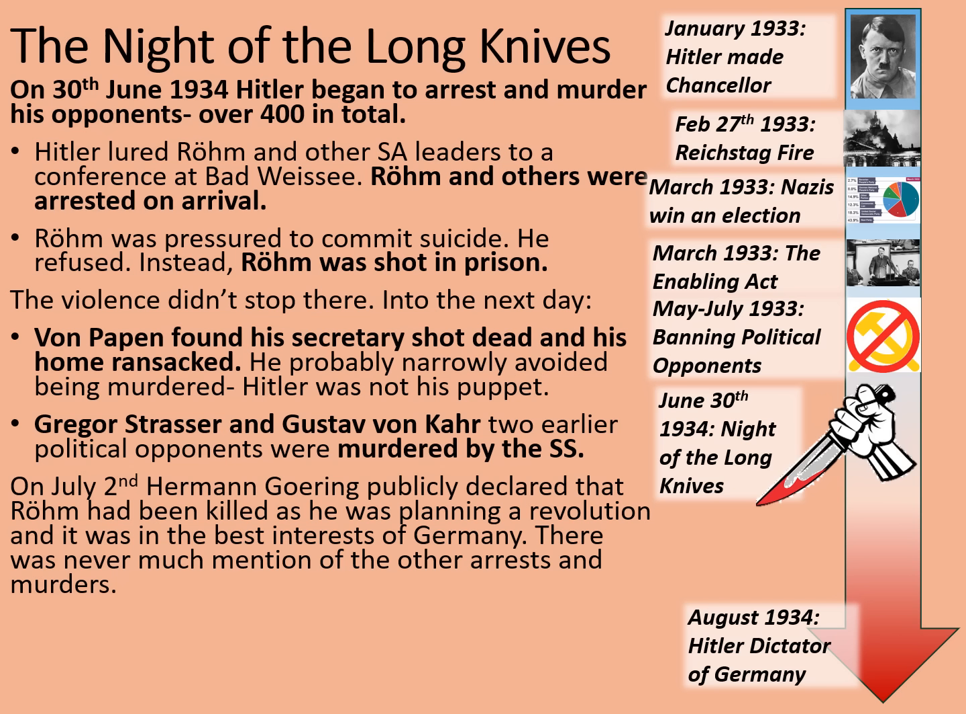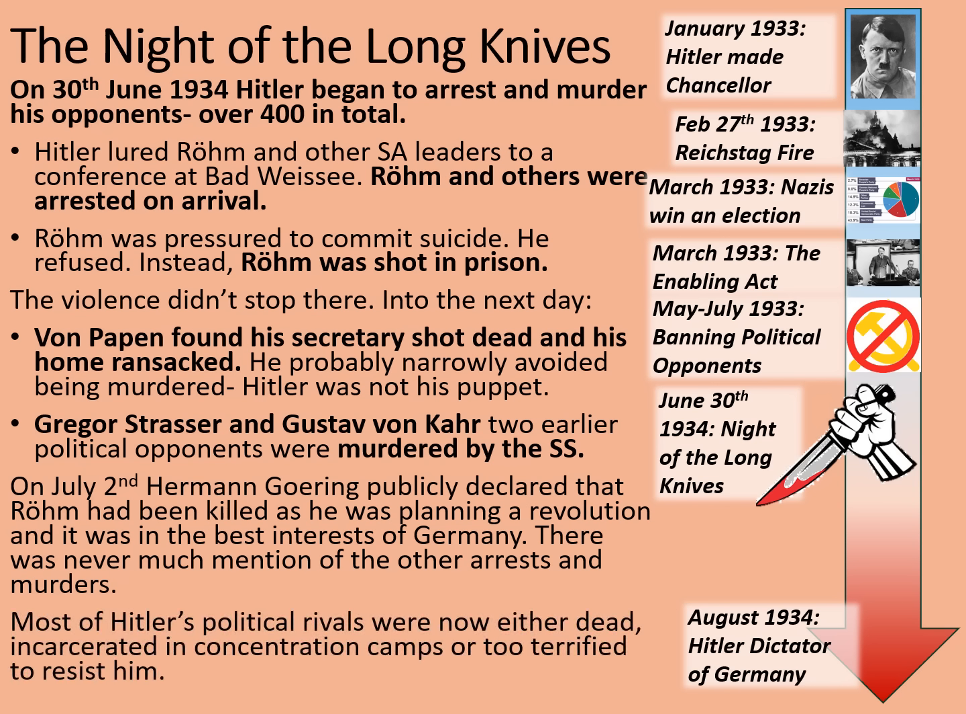On July the 2nd, Hermann Göring publicly declared that Röhm had been killed as he was planning a revolution and it was in the best interests of Germany. There was never much mention of the other arrests and murders. Most of Hitler's political rivals were now either dead, incarcerated, or in concentration camps, or simply too terrified to resist him.